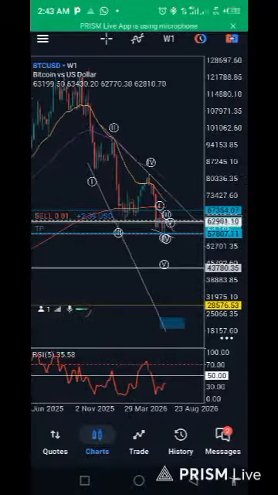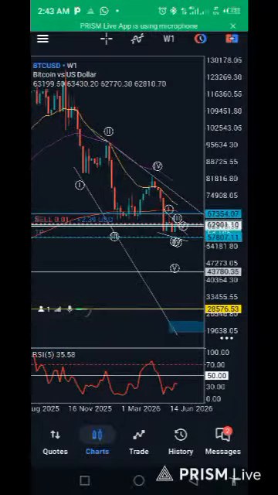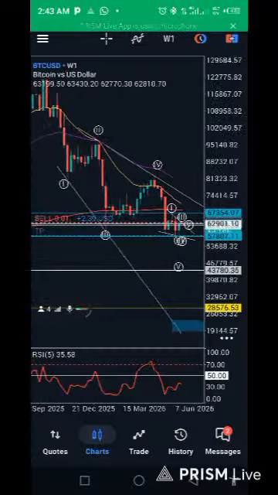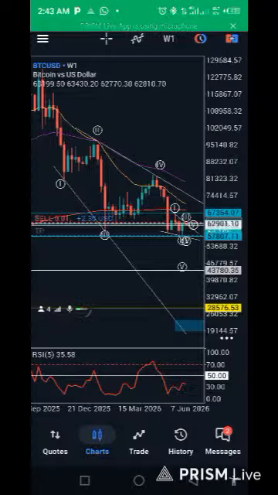Most times people speak about break of structure, liquidity, and all that, so it's difficult to see people speak about Elliott wave. Elliott wave is one of the strongest strategies you can use in trading. Elliott wave.